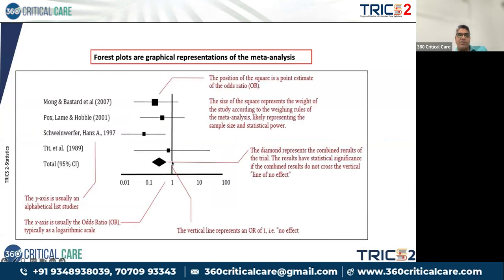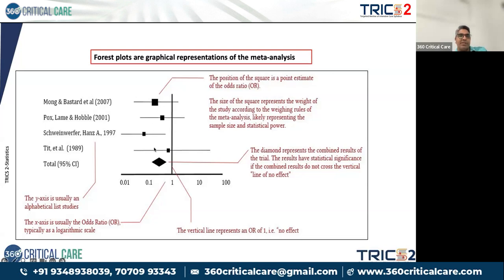The forest plot usually has a diamond rather than a square, as the combined effect represents the combined results of the trial. The results have statistical significance if the diamond does not cross the midline, which is the odds ratio of 1. It should not be crossing or touching the midline to tell whether it is significant or not. The position of the square is the point estimate of the odds ratio, wherever it is.